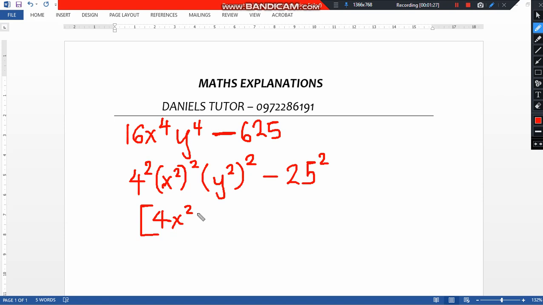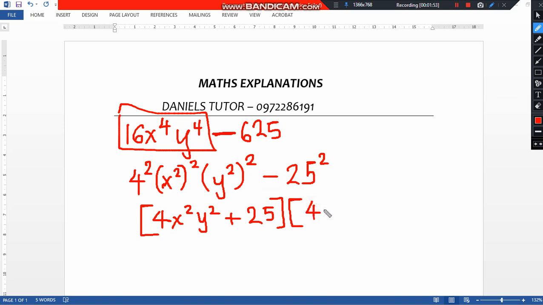So this one is 4x to the power 2, y to the power 2. That's the square root of the first number here. Remember, this is one number here. Okay? Then we say plus the other square root, which is 25. So I explained this one last time. I think I even explained better. Okay, so you add the two square roots in one factor. Again, you subtract the two square roots in another factor. Minus 25. That's how you factorize the difference of two squares.